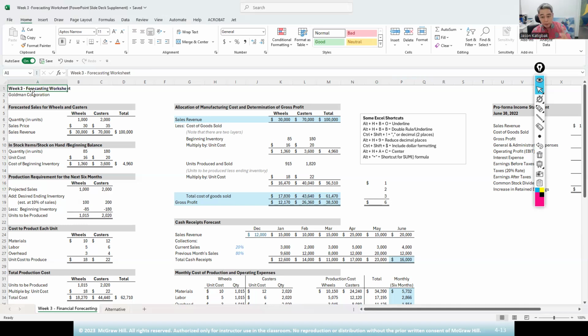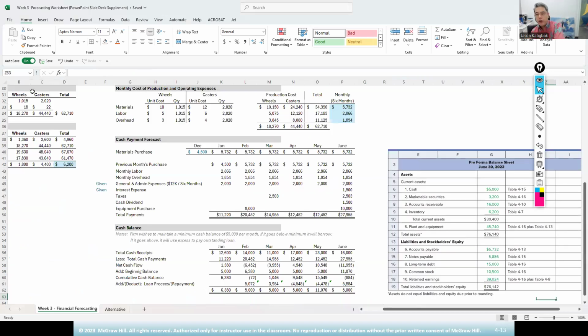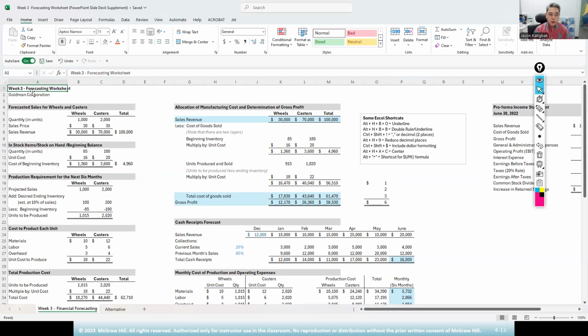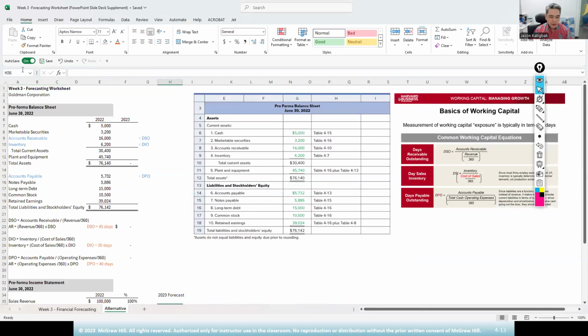So now the cursor is here, I press Control Home. If I want to go to the very last cell on this tab, Control End, then that's where the last set of data is. If I want to go up again, Control Home, then that will be it. Let me do one thing.